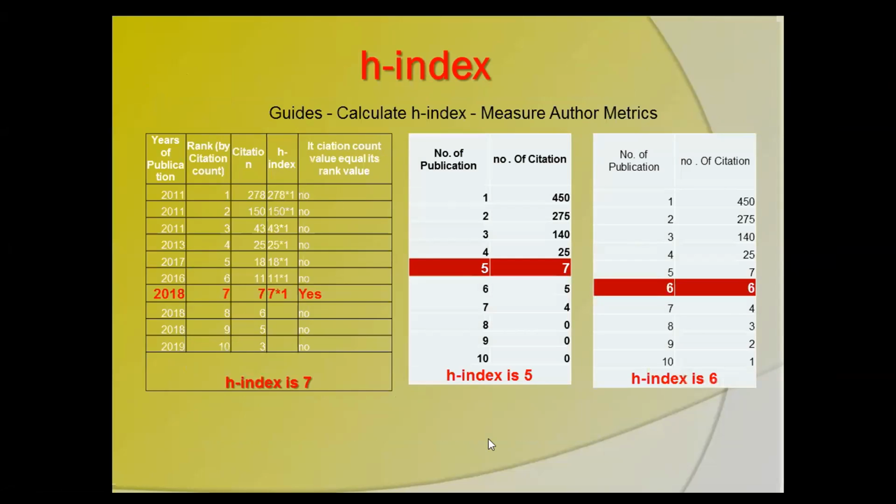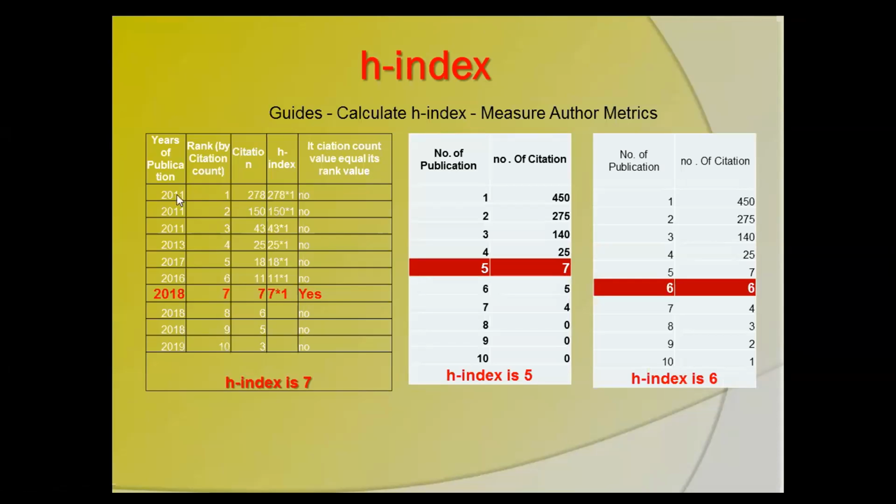So how many people know the h-index? The h-index is a very simple calculation. The guide for calculating the h-index measures another metric. Here are the first tables: the year of publications, the rank by citation count, and the citation. The h-index is where the citation count value equals the rank value. Examples, X or Y.